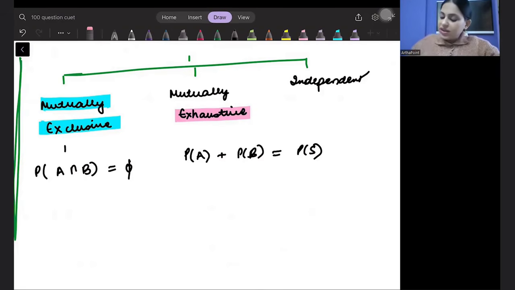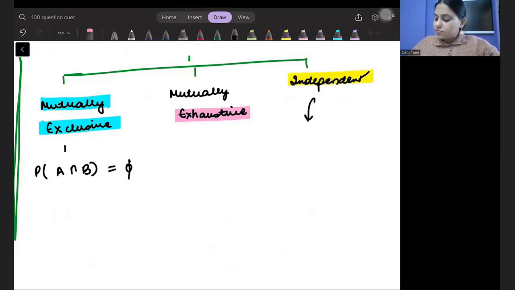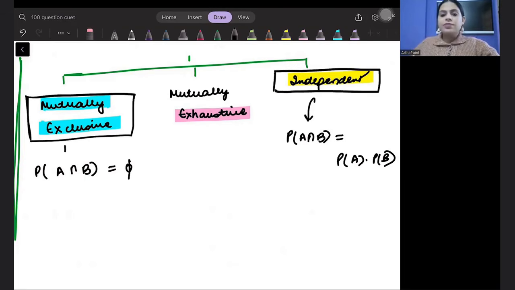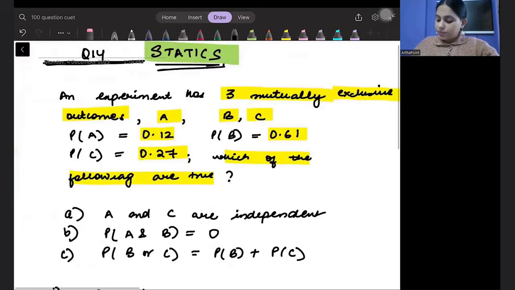Beta, independent means that probability of A intersection B is probability of A into probability of B. The occurrence of A does not affect B. They are independent of each other. I am given exclusive and independent. Yes beta, now read here.